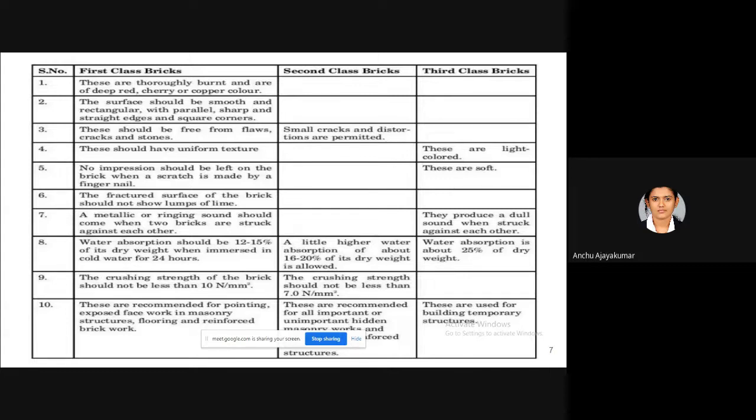So this is the lowest class of brick which can be used for construction work, especially for temporary structures. Next, a bit better version of third class brick can be termed second class brick. It has water absorption of 16 to 20, you have a range, and crushing strength should not be less than 7. And it is recommended for unimportant hidden masonry works like that.